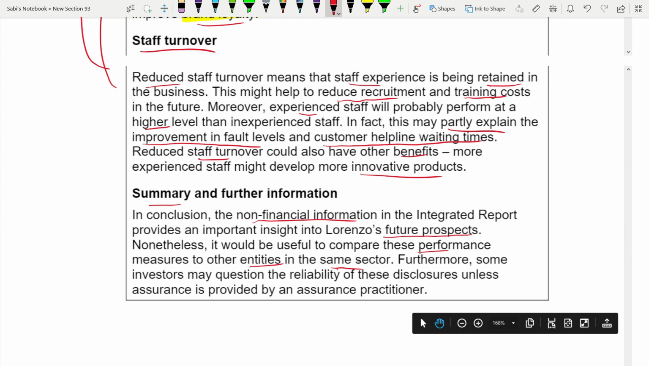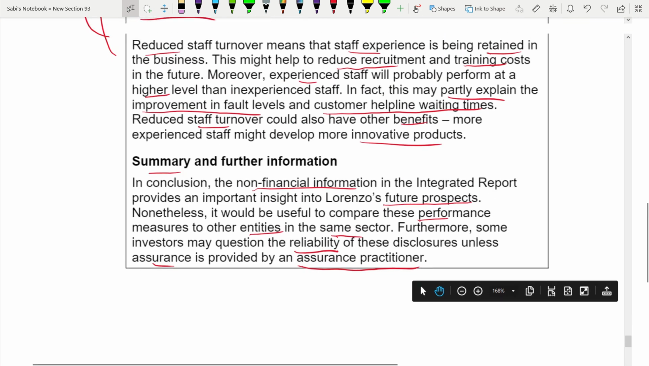But some may even question the reliability of this also. Why? Because unlike financial information, which is audited by an auditor, we know whether it complies with a relevant standard or not. But what about integrated reporting? This is not audited. So reliability is questioned. But if assurance is given by some assurance practitioner like an auditor, maybe if this also you could audit, or some assurance letter is given, then maybe investors would like to rely on it. Okay.